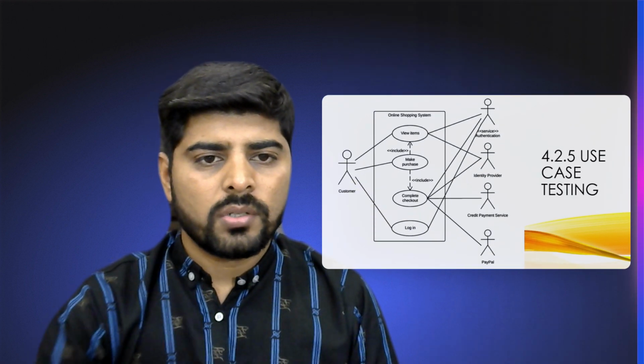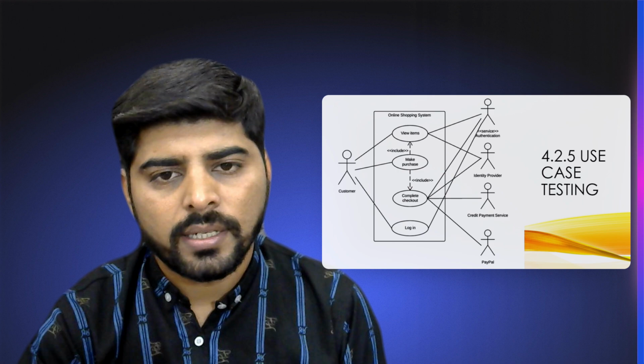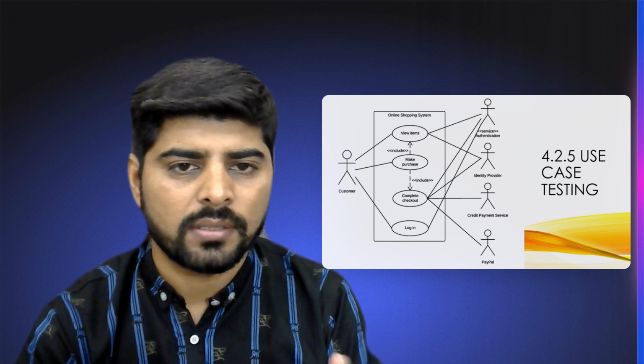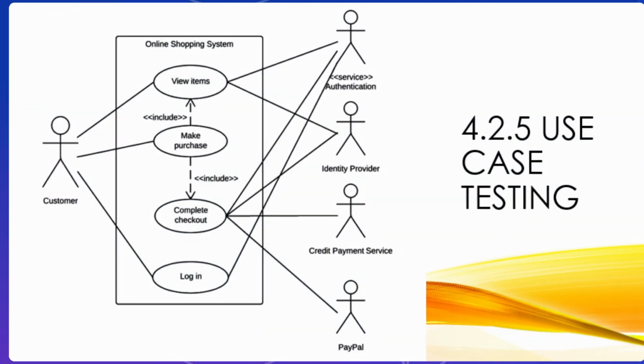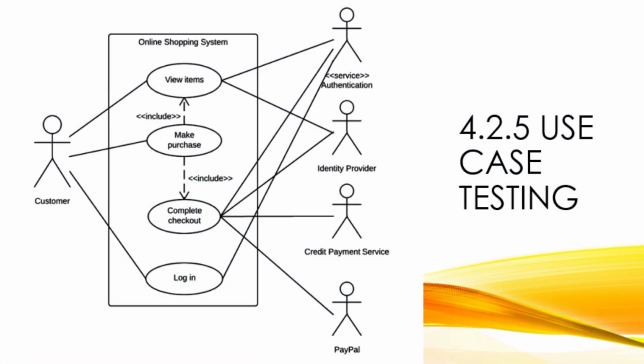When we talk about use case testing, we have actors and we have the system. So we identify the actors and how they interact with the system. In this case, our actors can be a service, for example, an authentication service, Google authentication service. We have identity providers, credit card payment service. We have customers, users, and so on.